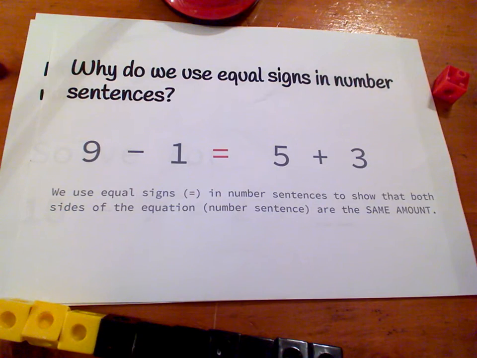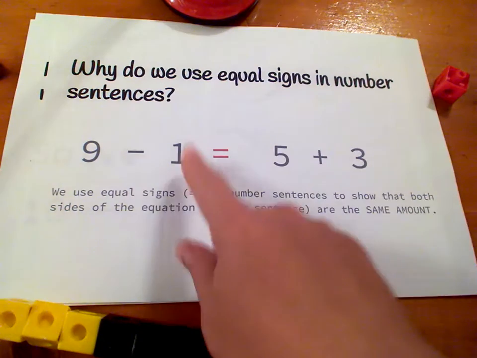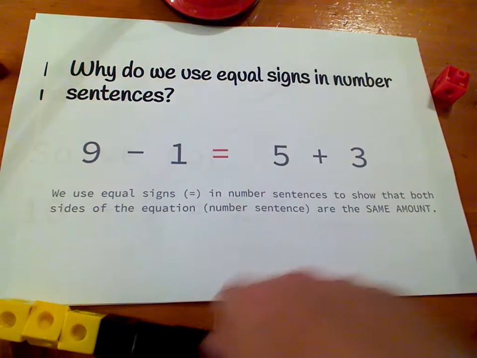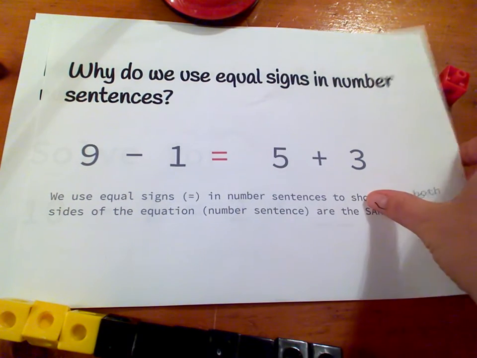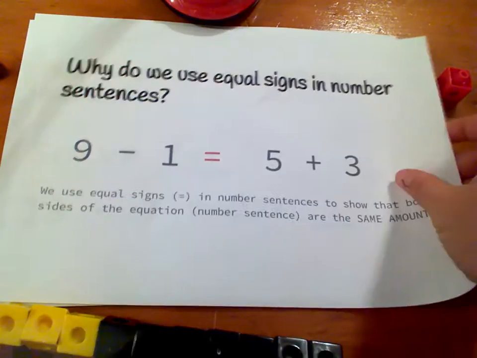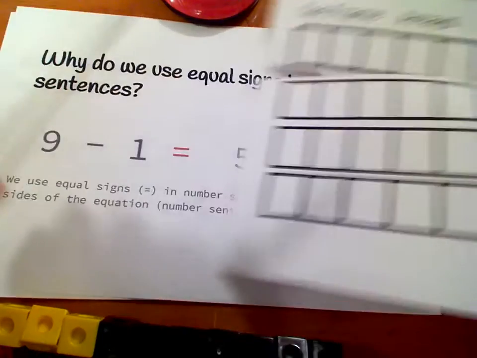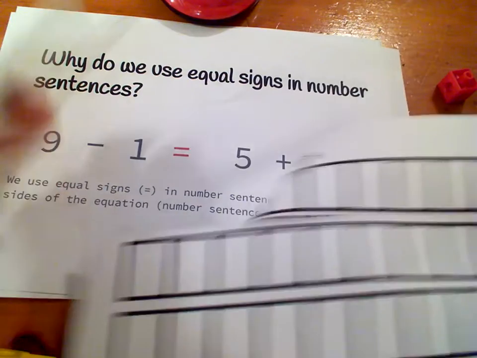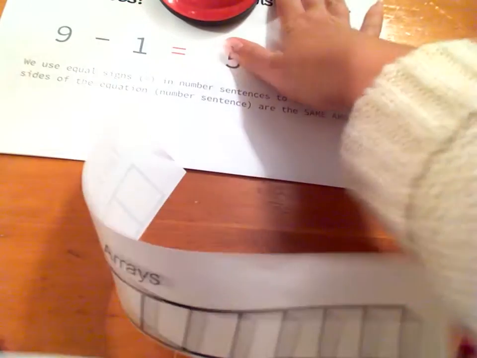Why do we use equal signs in number sentences? We use equal signs in number sentences to show that both sides of the equation are the same amount. So both of these should equal the same once we solve for them. Let's take a look. All right, so I have 9 add 1, and I have 5 add 3. We're going to solve for these really quickly to see how that works.